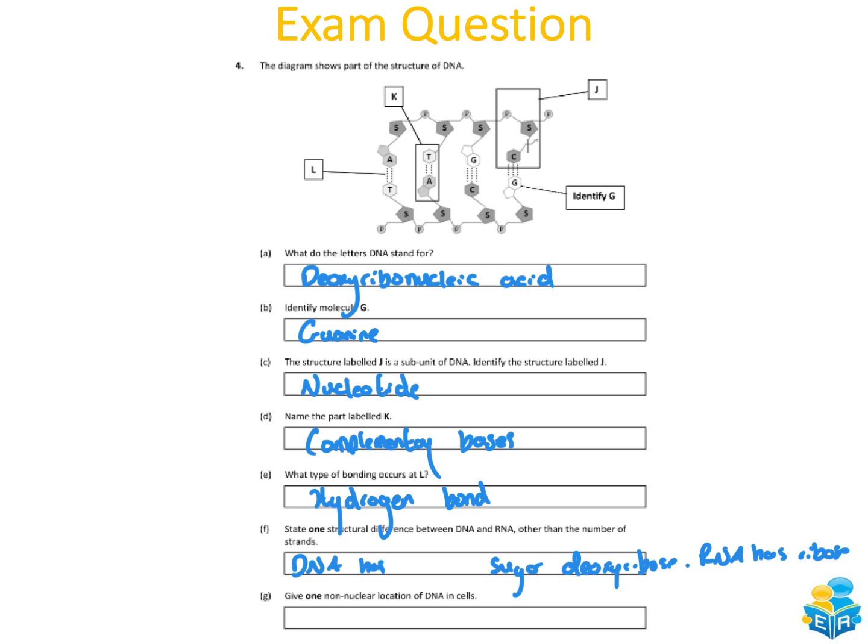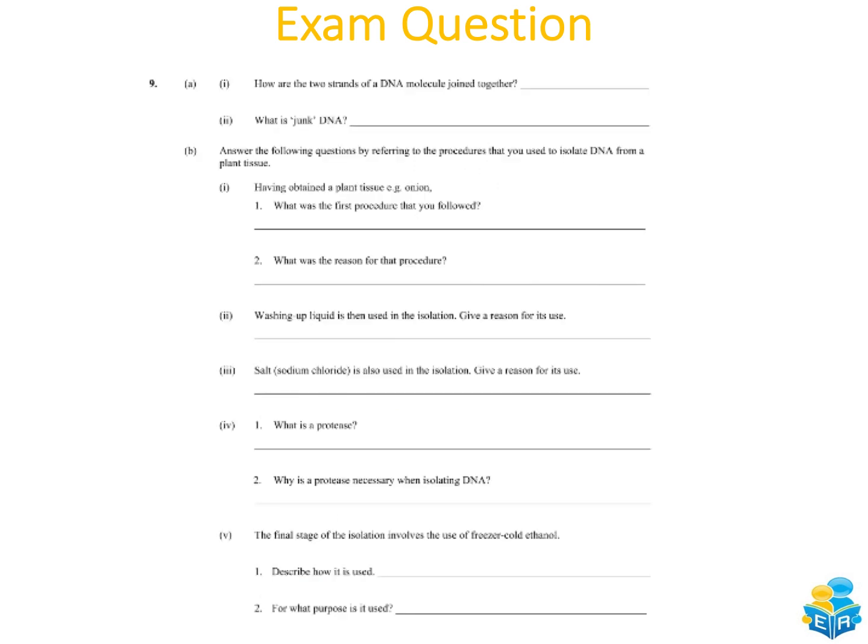And give one non-nuclear location of DNA. A couple of different answers for this. You can say the mitochondria, or you can say the chloroplast. So small amounts of genetic material are found in those structures. Okay, so here's an exam question based off of the experiment we just saw. Some of the questions you'll see here are actually repetitive from the previous exam question. How are the two strands of a DNA molecule joined together? That's through hydrogen bonds. Very, very common exam question. What is junk DNA? That's DNA that doesn't code for proteins.